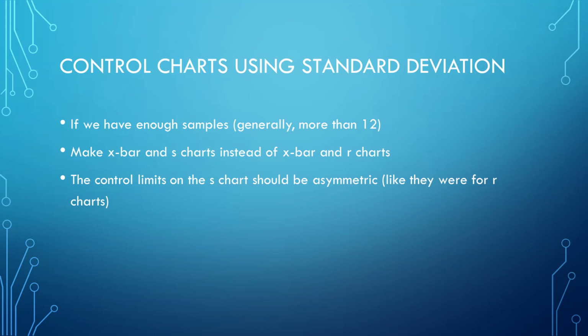And you choose to use this kind of chart when you have enough samples that you're grouping together. So generally the rule is if you have more than 12 things in a group, then you should use standard deviation instead of range.